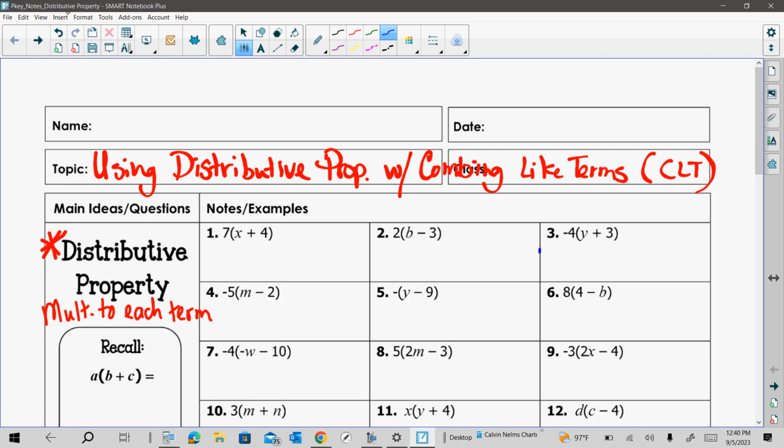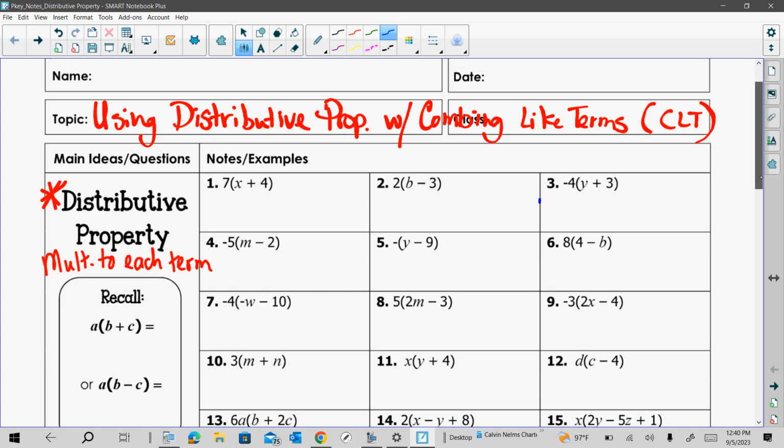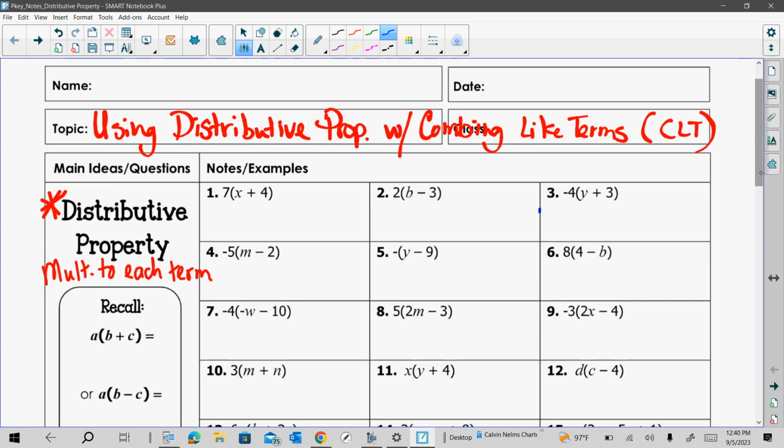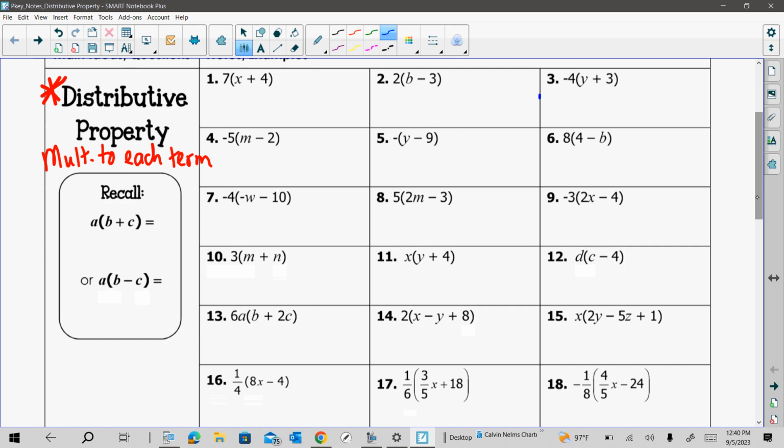All right, using distributive property with combining like terms. I just wrote CLT for combining like terms, and abbreviated property as PROP. So distributive property means multiply to each term. It says recall. On this first example, A, whatever is outside the parentheses is what we are distributing.